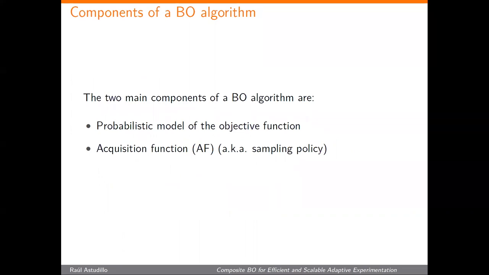Okay, so a Bayesian optimization algorithm has two main components. The first one is a probabilistic model of the objective function, and this is going to allow us to make predictions about the objective function value at points that we haven't evaluated yet. The second component is the acquisition function, which is going to take these predictions and quantify the value of making a new evaluation at any given point.